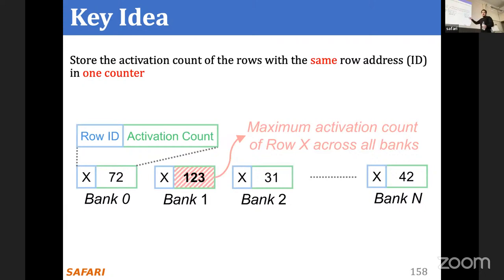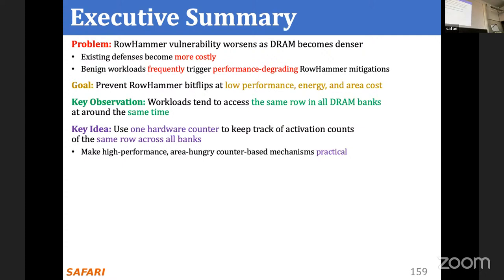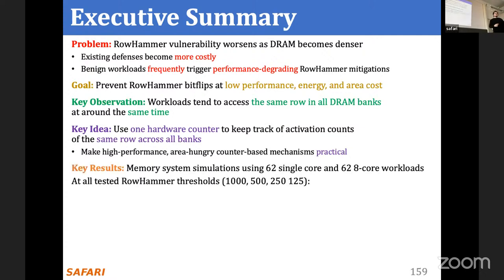This is what you would have in a classic RowHammer counter-based defense mechanism. You have one counter for every bank that stores a row ID and the activation count for that row in that bank. You're actually interested in finding only the maximum activation count of row X across all banks. And we develop a mechanism that allows us to keep track of this value using just one counter. The details of that I won't talk about.